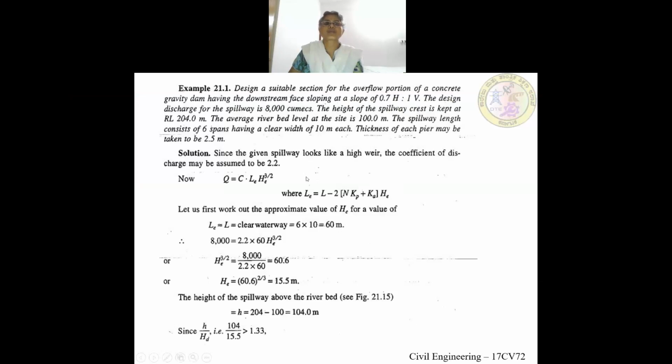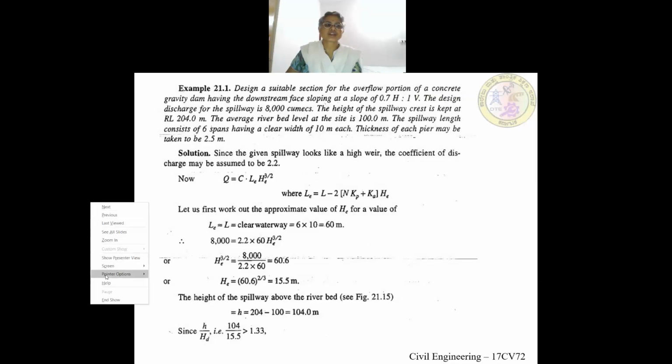I'll read out the problem here. Design a suitable section for the overflow portion of a concrete gravity dam. So overflow portion means you have to design a spillway. Having a downstream face sloping at a slope of 0.7 H to 1 vertical. So it is like this.